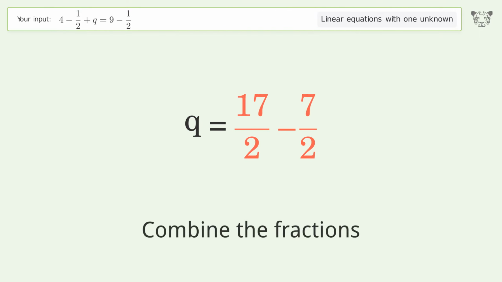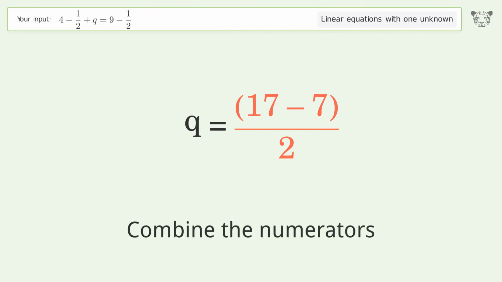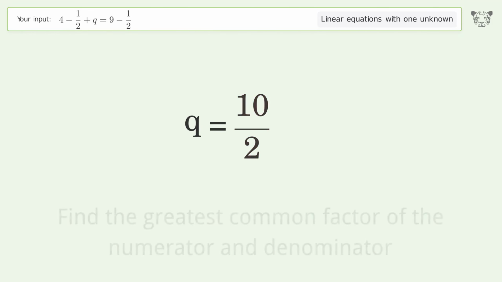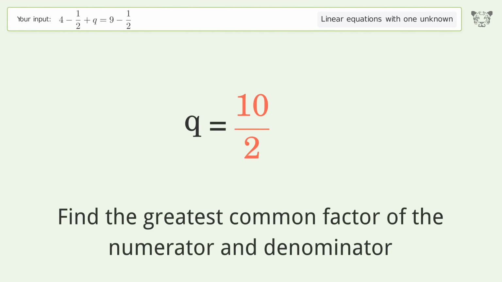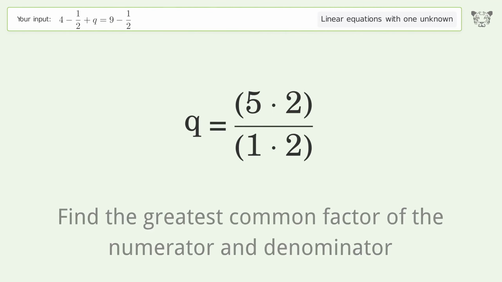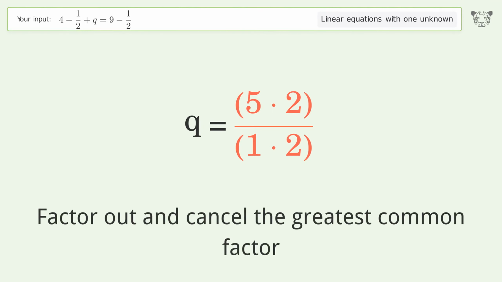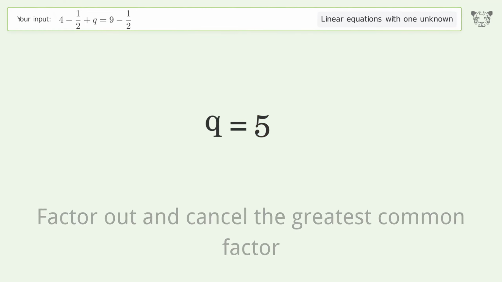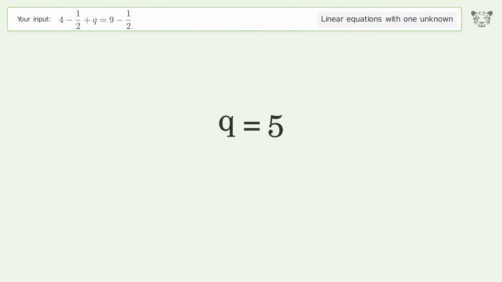Combine the fractions. Combine the numerators. Find the greatest common factor of the numerator and denominator. Factor out and cancel the greatest common factor. And so the final result is q equals 5.